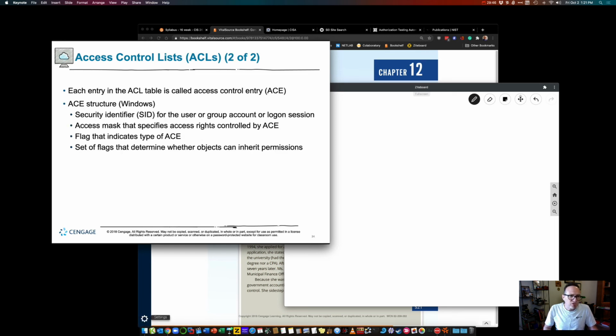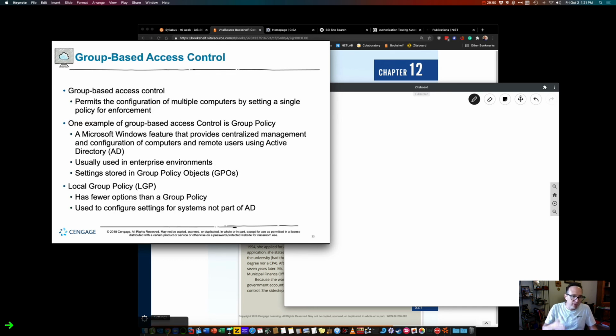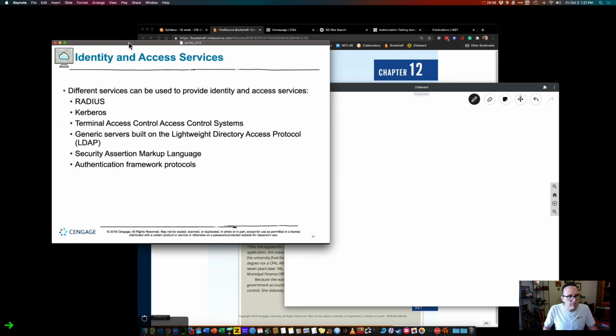Windows ACE structure, I know Active Directory. There you go, Active Directory. That's the one that comes to mind, with group policies, local group policies. And we have entire server stacks. The chapter's going to go into the details of these. Definitely go back and read into these. I'm not going to make this any longer by going through every little thing. But there's RADIUS, Kerberos, TACACS, TACACS Plus, LDAP, SAML, and of course authentication framework protocols.